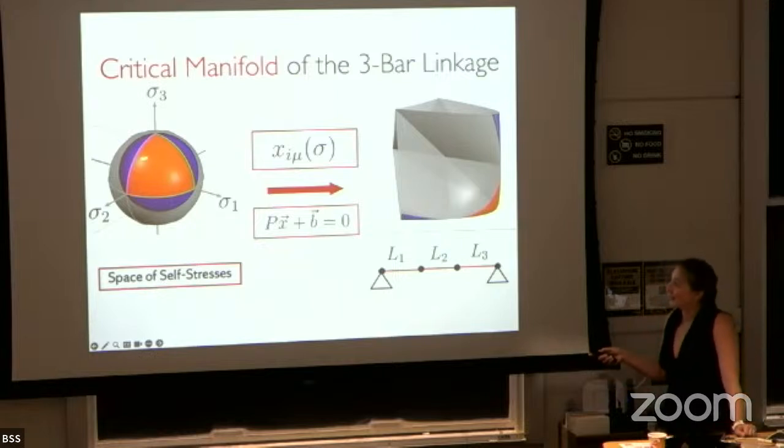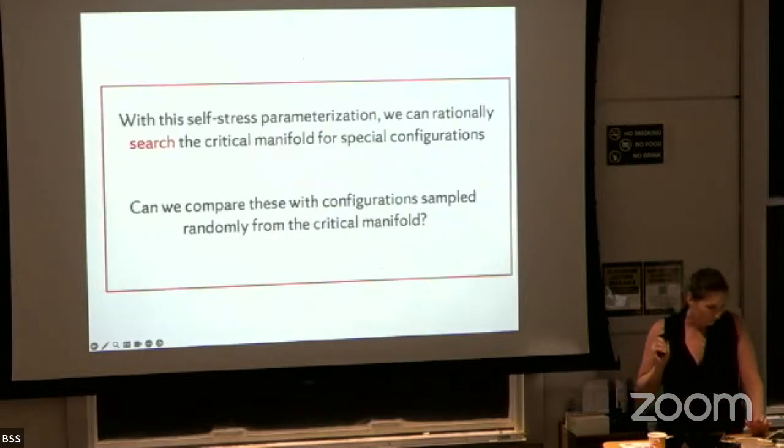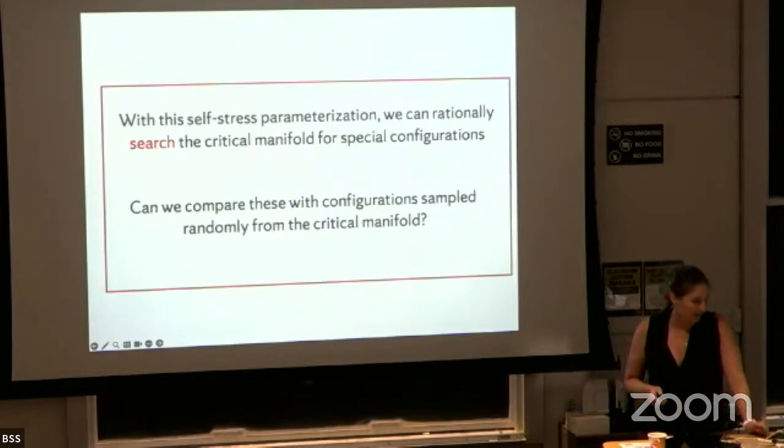And so that means that I can walk around in this space and do all sorts of things that are very easy in this space. And there's a mapping between the two. So once I pick this, I know this, and once I pick this, I know that. Okay, cool. What does that allow me to do? We can rationally search the critical manifold for special configurations.